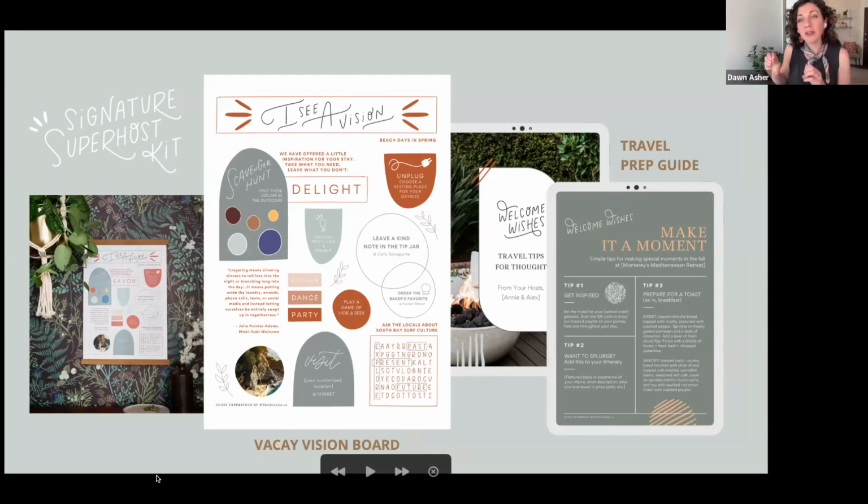And then there's the travel prep guide, and this is something that guests actually receive right at booking, or it can also be implemented into your guest guidebook. It's a way to offer your guests 3 things that are practical and creative. Tip number 1, it's all about getting inspired. You can offer a music playlist they can scan in with their QR code. Tip number 2 is giving a recommendation of how to splurge.